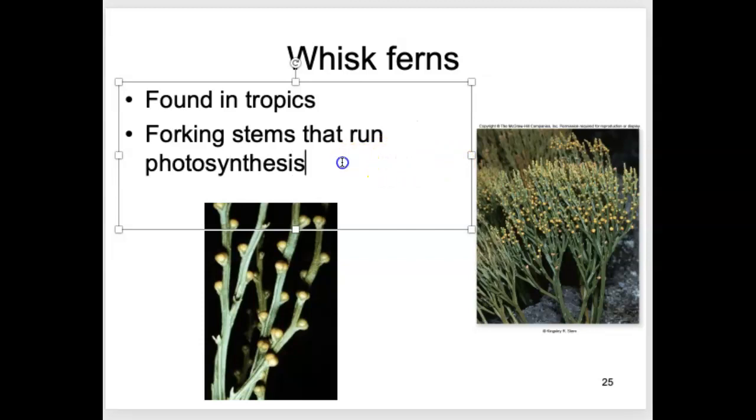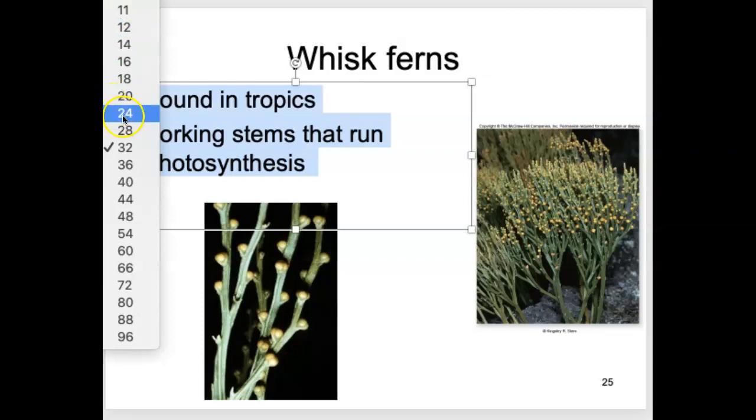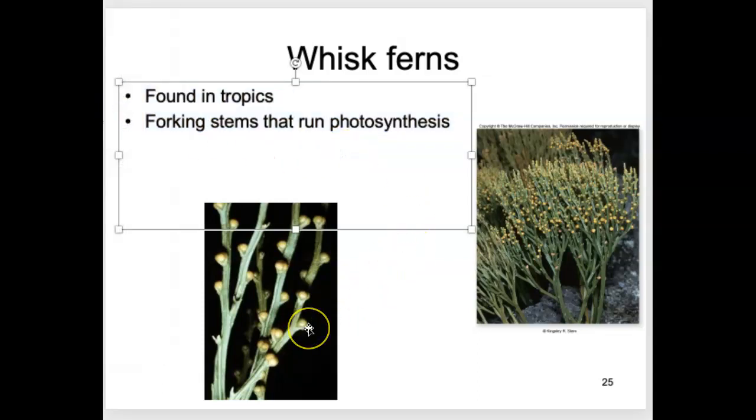All right. So what we're going to see with these is that whisk ferns have a forking stem that runs photosynthesis. What we're looking at over here, these green stems, that's the plant. That's the part of the plant that's running photosynthesis. So it's going to have chloroplasts with chlorophyll within the stem. They don't have what we would consider true roots or leaves. So again, all photosynthesis has to come out of that stem-like structure.